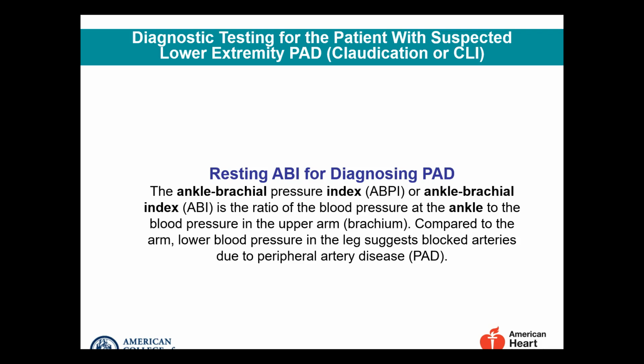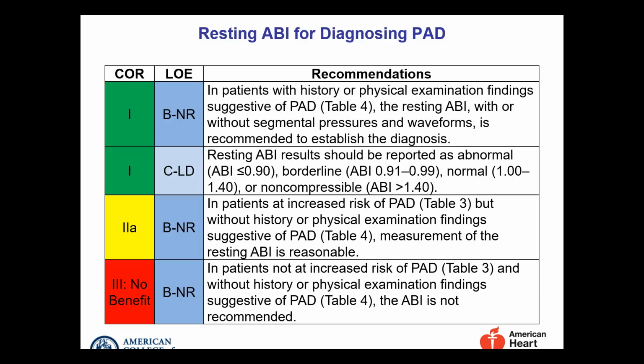And so lower blood pressure in the legs suggests that you have some blocked arteries, that you can have some peripheral arterial disease. So the normal here, as you can see, is 1 to 1.40. Abnormal is less than or equal to 0.90, and then you have your borderline and non-compressible, which is just more of an inconclusive.